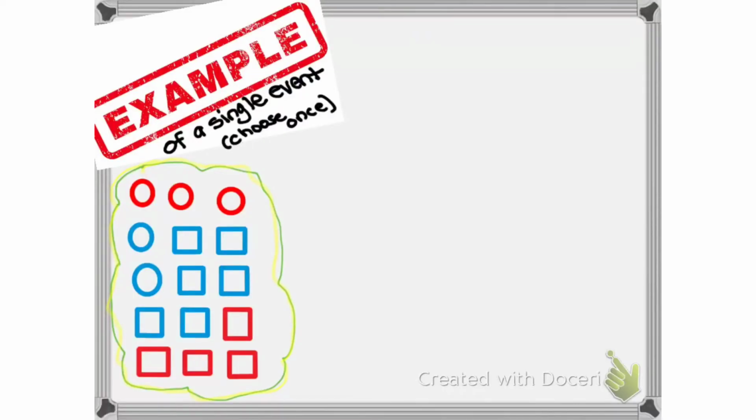Let's consider an example of a single event where you only choose once. I created all these little circles and squares, and some are red and some are blue, and we're going to look at some probabilities of this. So the first thing I'm going to ask you is how many are here? You look at this and you count. A total of 15.